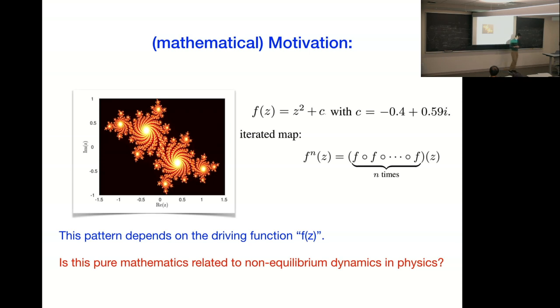What I want to say is that this pattern depends on the function f. If you change to another function f, you will have another very beautiful pattern. But in each pattern, there are only two regions, the dark and the light, which have quite different behaviors. So we are simply curious: is this kind of pure mathematics related to any non-equilibrium dynamics in physics? This is our mathematical motivation for fun.